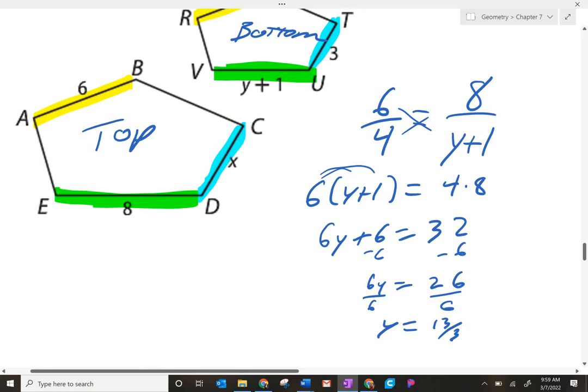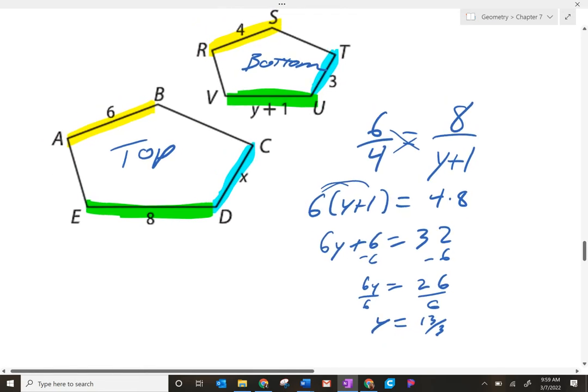I want you to solve for x. Do the same steps. I want you to solve for what x should be in this problem.